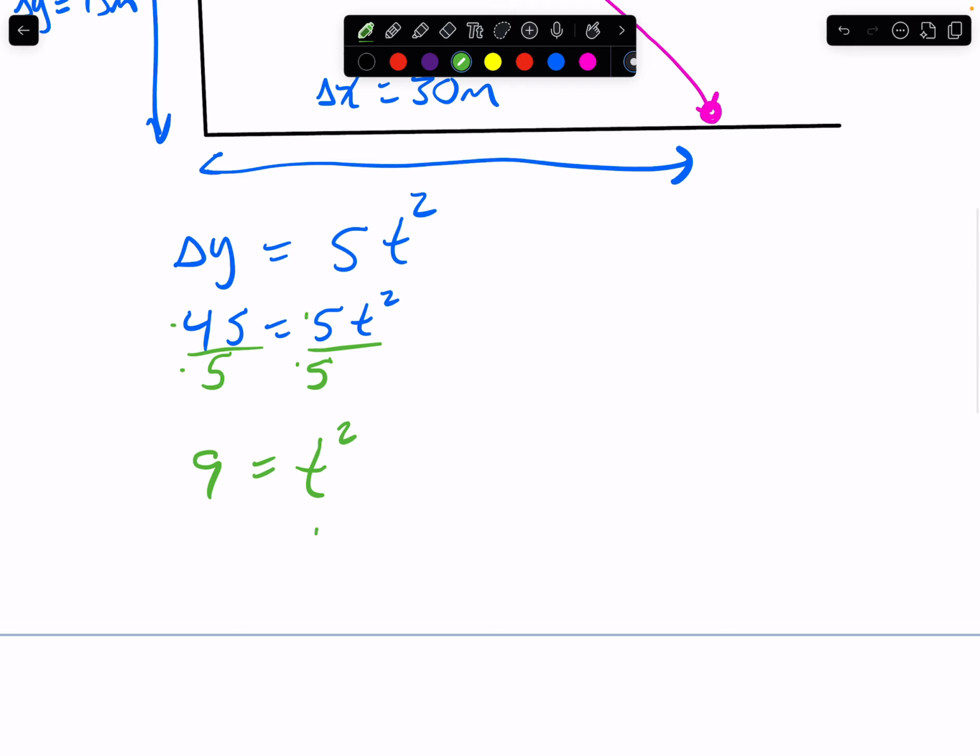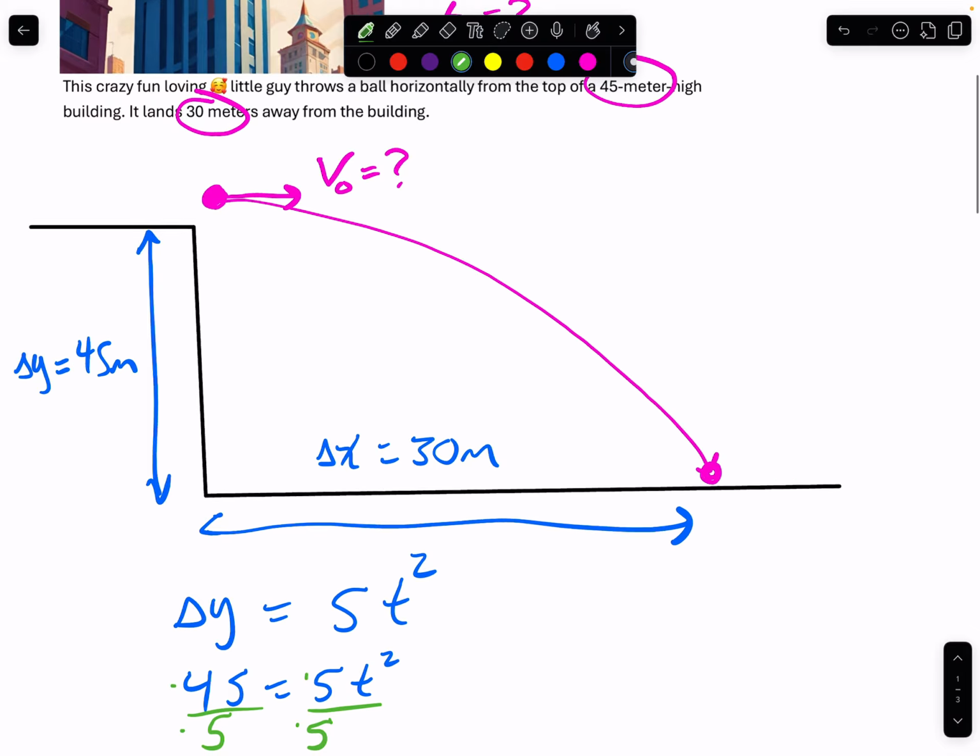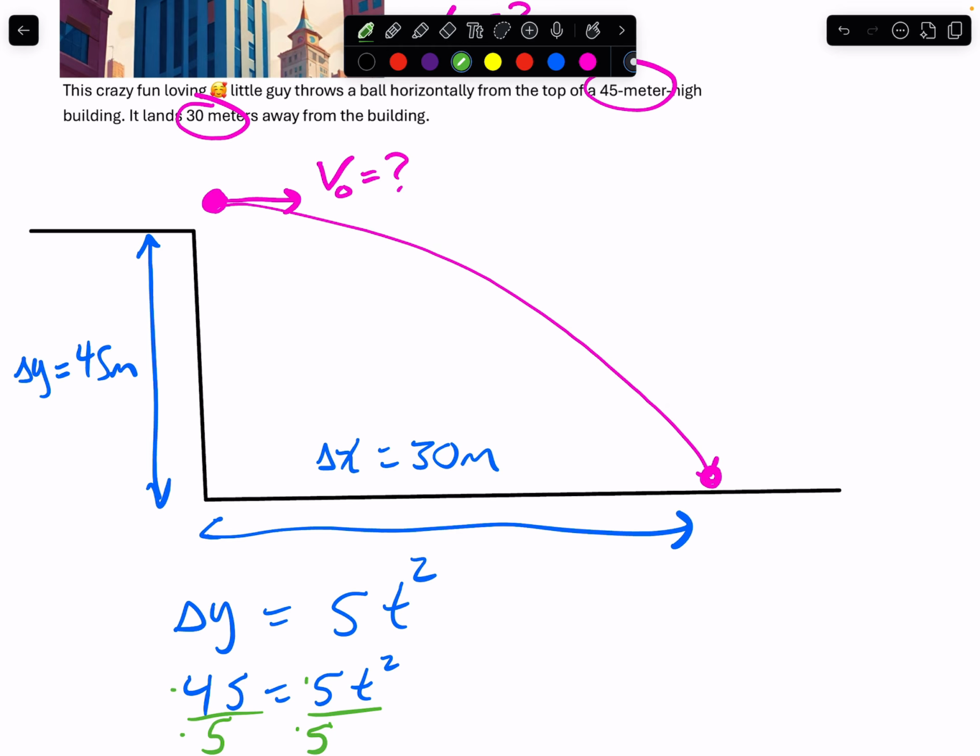So now the question is, what number squared equals 9? Some of you might know this off the top of your heads. If not, algebraically, you take the square root of both sides. The square root of 9 is 3. Grab your calculators if you're not sure. So the time is 3 seconds. It's how long it takes to land. Regardless of how fast you threw it, or whether I dropped it, if it's horizontally launched or released from rest, it's always going to be 3 seconds if it's 45 meters.